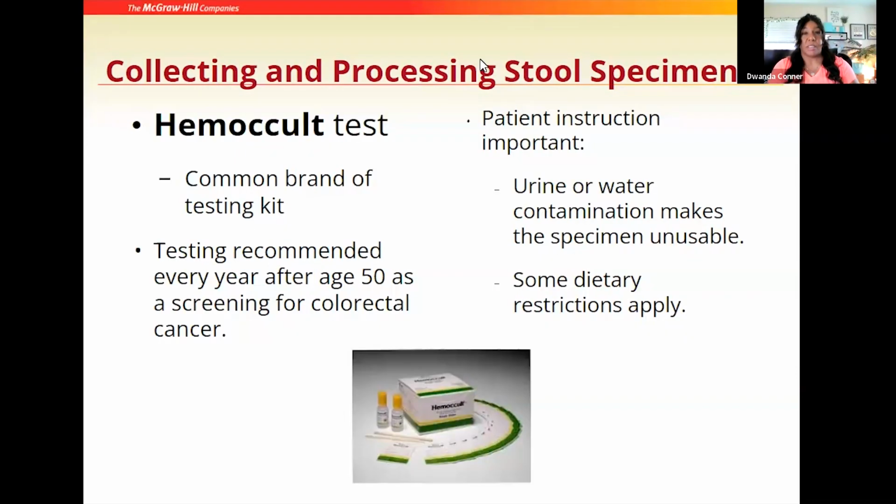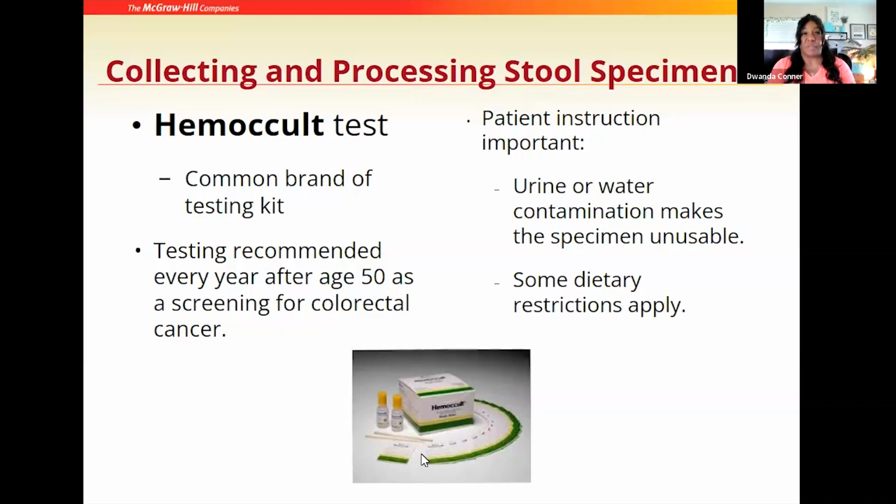So in performing the fecal occult blood test, you're using a hemoccult test. And the hemoccult test is a common brand testing kit. It comes packaged just like you see here in the slide, and it's one box that has multiple slides inside for testing. With each test, you would only need one card here.